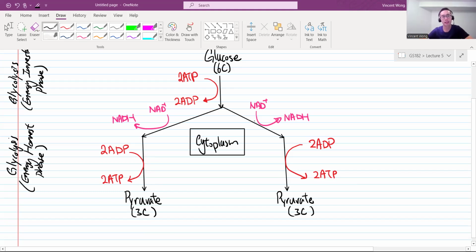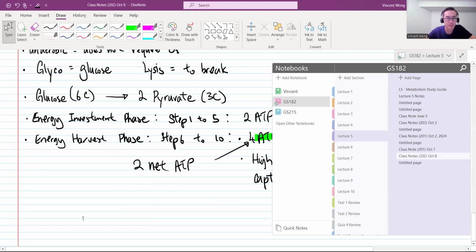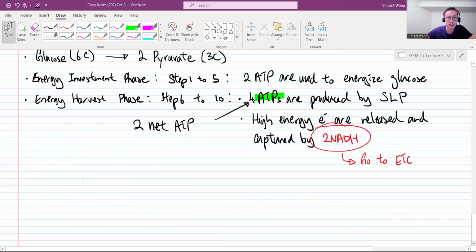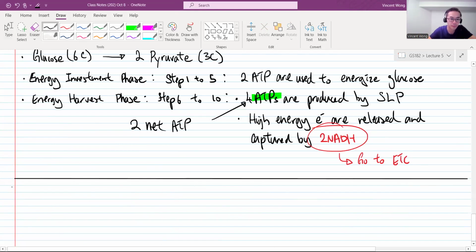Okay, that's that. Let's go back to our note then. And we'll add more to this as we go on. Okay, we're almost done. Okay, maybe 20 more minutes and then we're done. Let's go back to here. So that's stage 1, glycolysis. Stage 2, which is pyruvate oxidation.